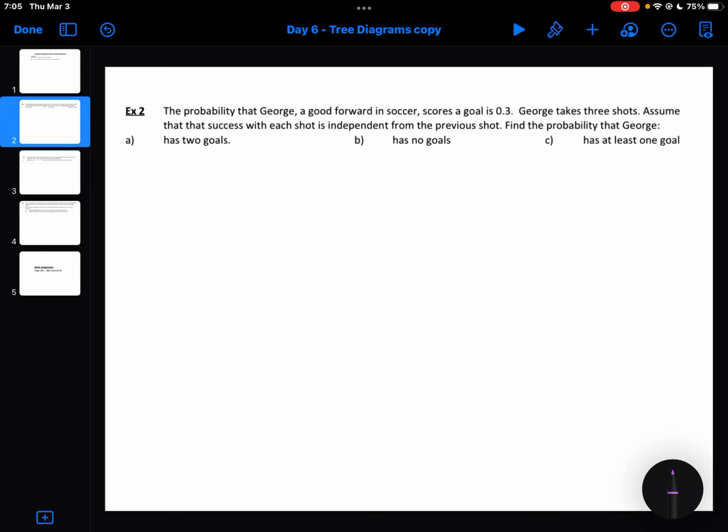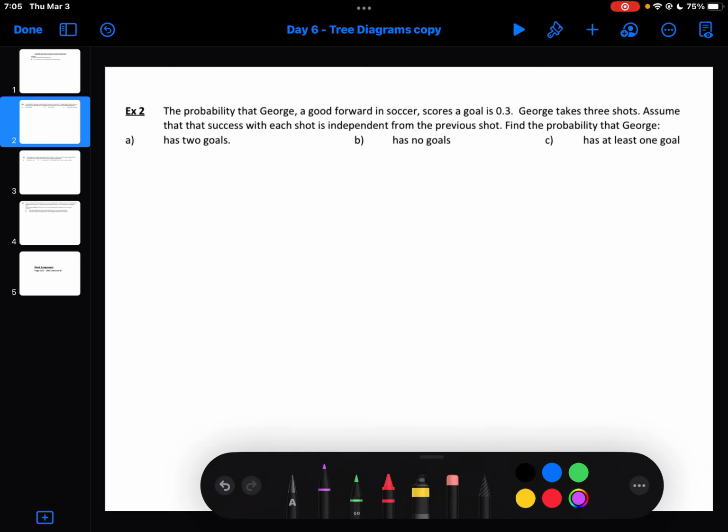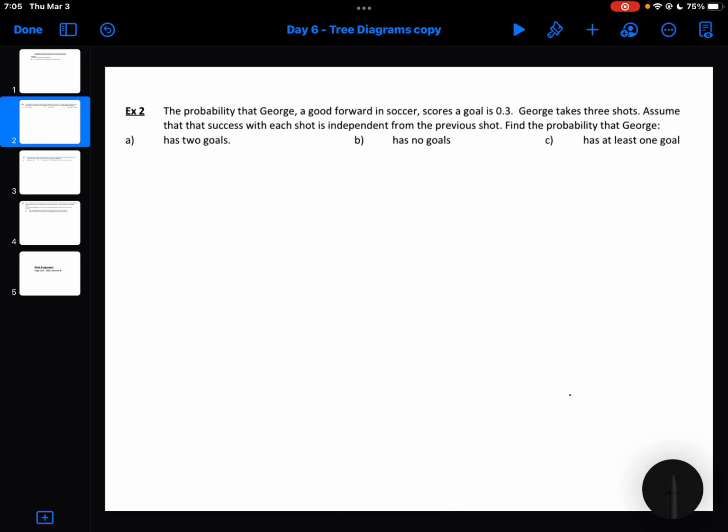So let's take a look at our second example. Here we've got the probability that George, who's a good forward in soccer, scores a goal is 0.3. So let's say probability of the goal equals 0.3. George is going to take 3 shots. So there's your clue that you might want to use a tree diagram. You've got more than one event. And you're going to assume that the success with each shot is independent from the previous shot. So no nerves if he misses on the first one, and no overconfidence if he scores on the first one.